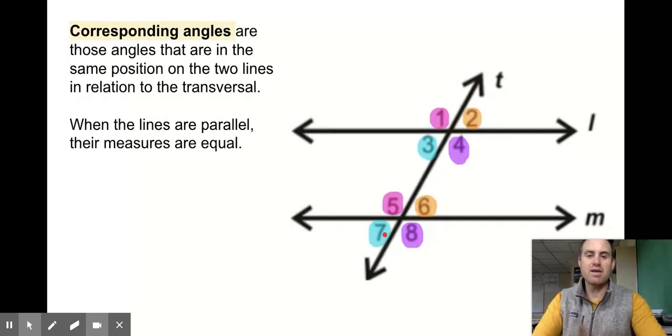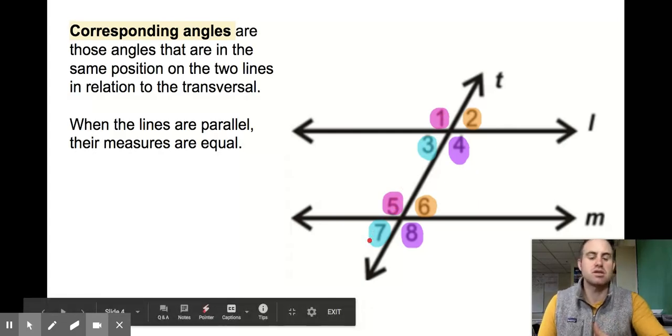And then finally, we have corresponding angles. And corresponding angles are always congruent. What corresponding means is in the same position. So here in this pink color, 1 and 5 are corresponding because they're in the same position. 3 and 7 are corresponding because they're in the same position.